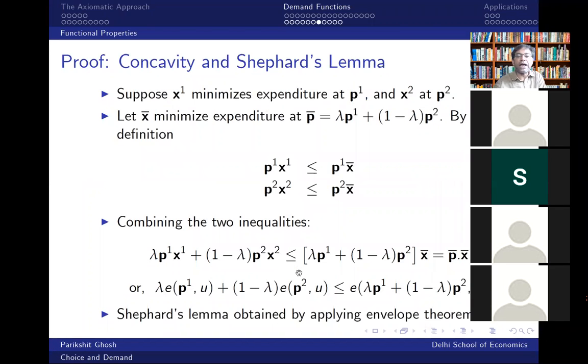Let me prove concavity of the expenditure function. And we are not going to use calculus. There's a more direct, straightforward way of proving concavity, which follows from the definition of expenditure minimization. So very quickly, let's look at the proof. So let's take, what do we have to prove for concavity?